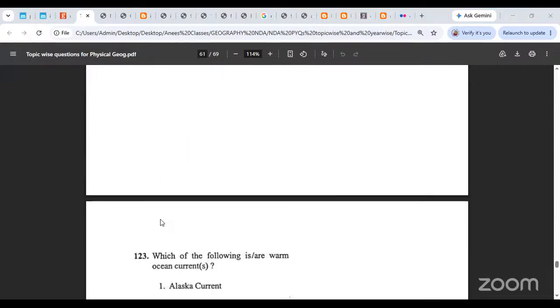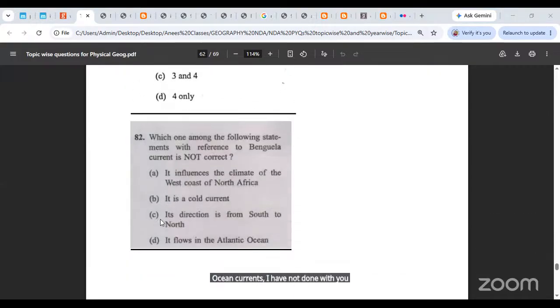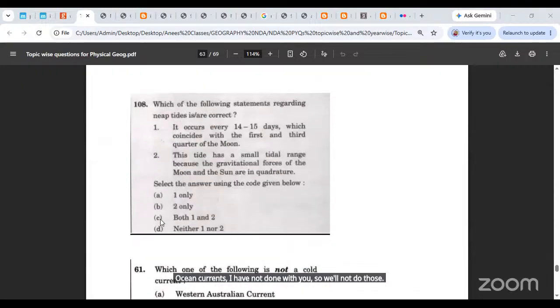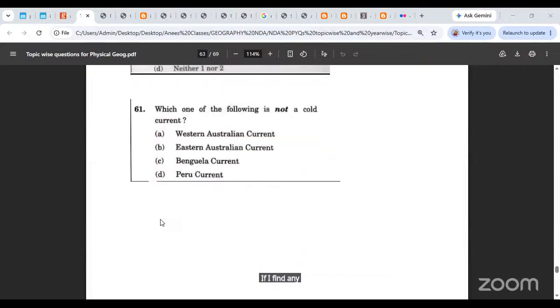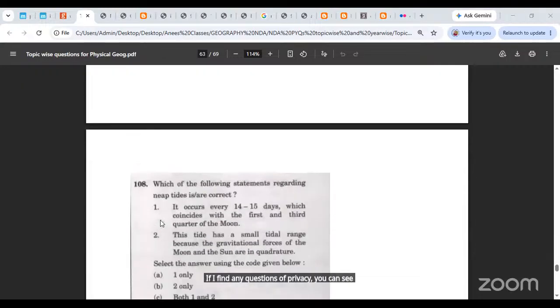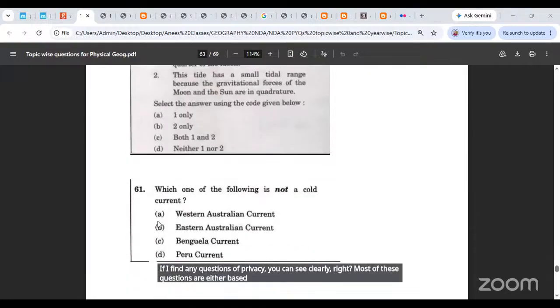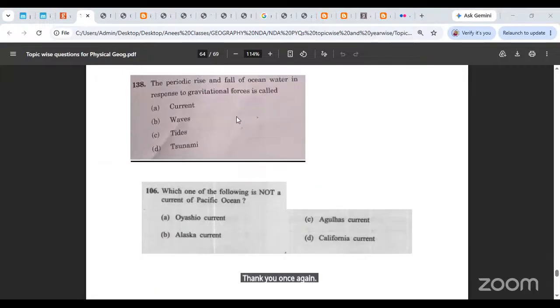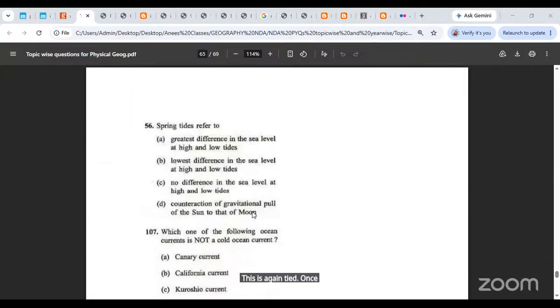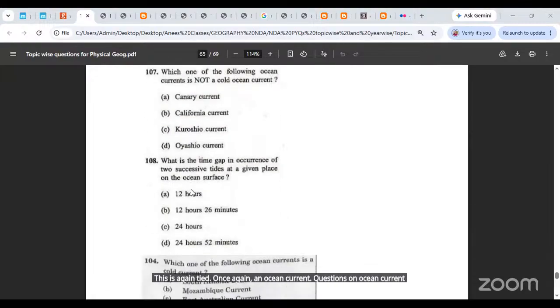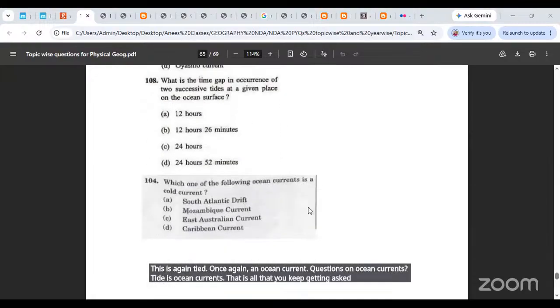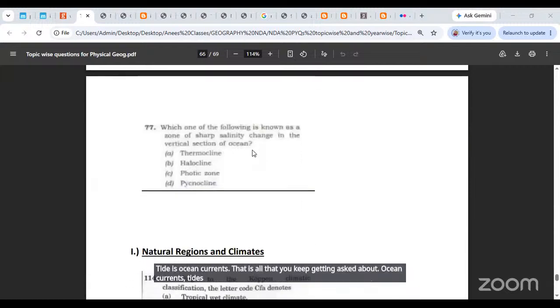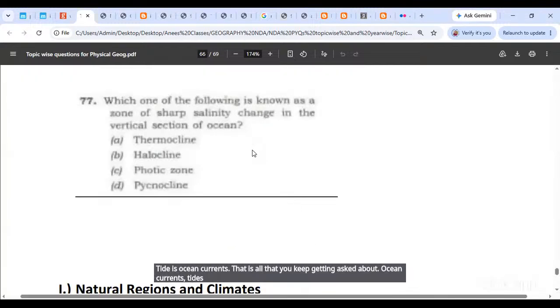Now, ocean currents I have not done with you, so we'll not do those. If I find any questions of tides, you can see clearly, right? Most of these questions are either based on ocean currents or on tides. Once again, tide. This is again tide. Once again, an ocean current. Questions on ocean currents, tides, ocean currents. That is all that you keep getting asked about. This is one last question that we want to do.